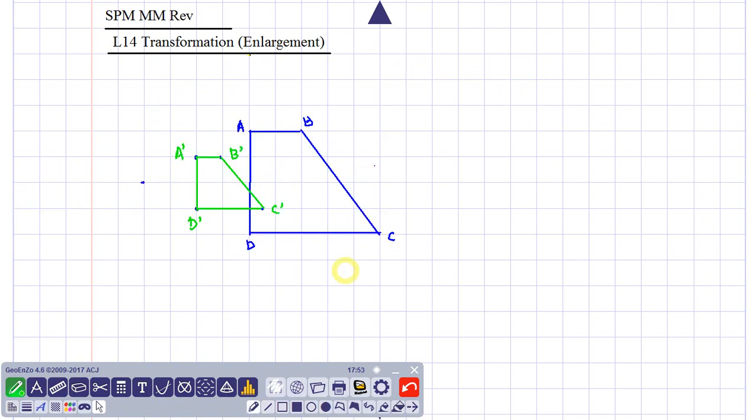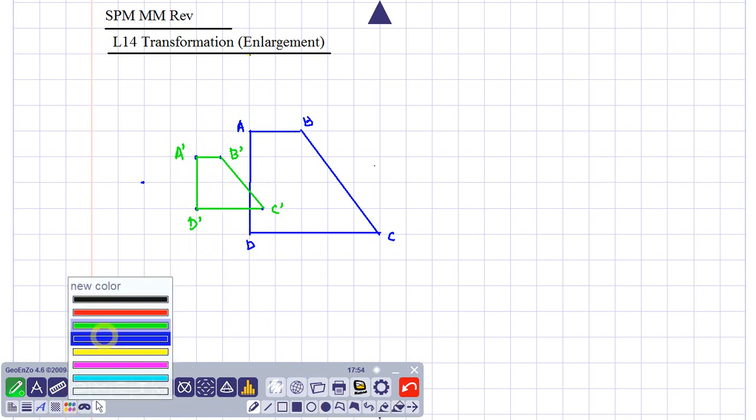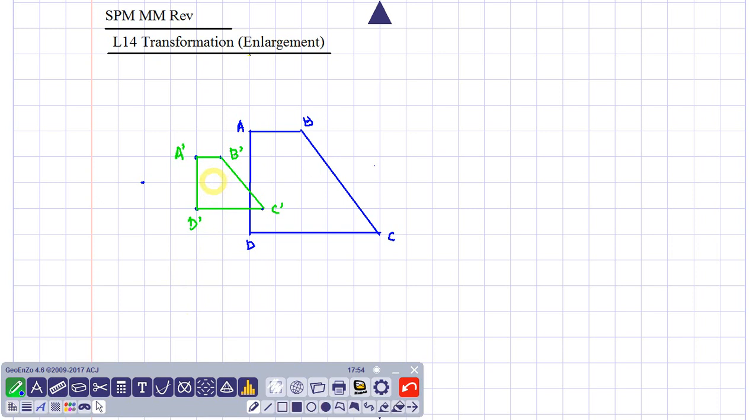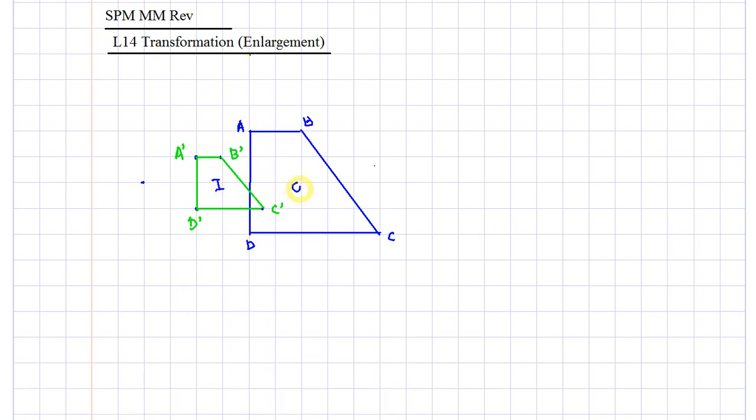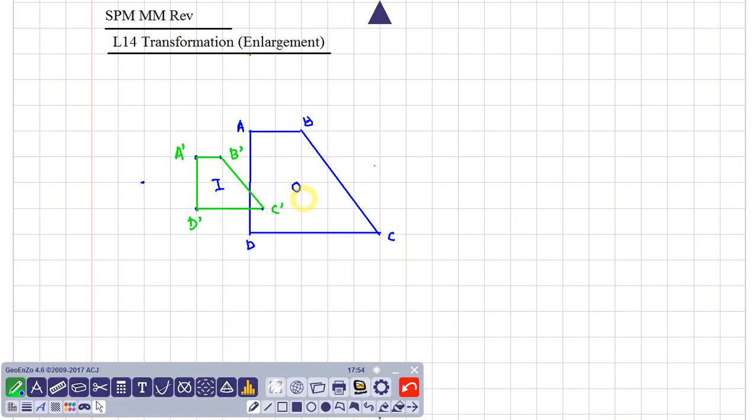Okay, let's look at this example. If we want to describe this enlargement, how do we describe it? So this is object. You will notice that here we have A, B, C, D, no prime. So A prime, B prime, C prime, D prime. This is image. Okay, let me draw right now. This is image. This is object. Now it becomes smaller, right?